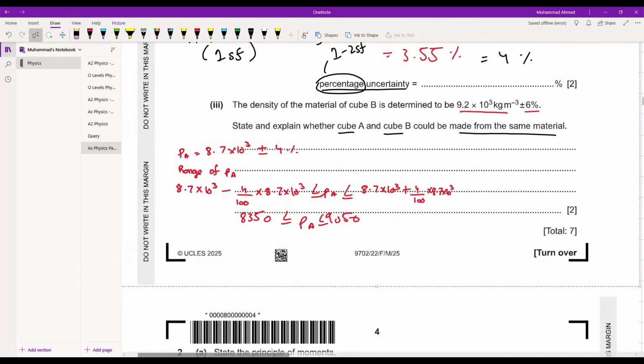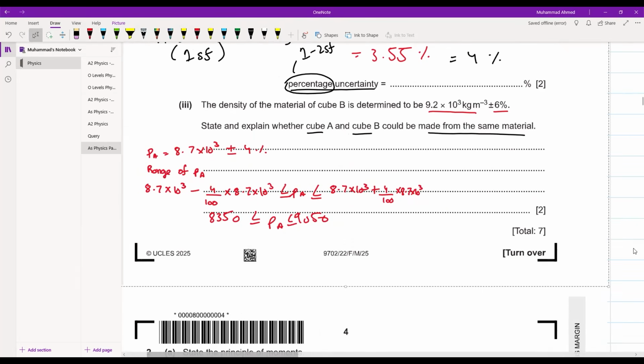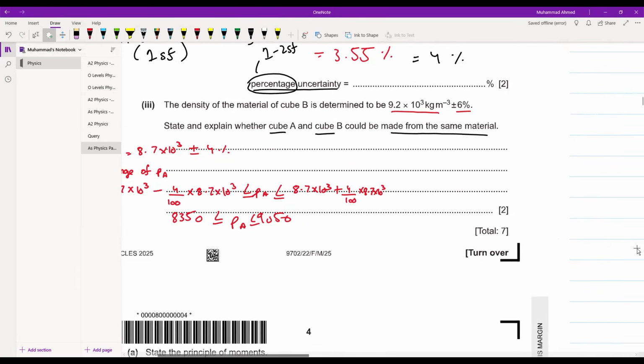How will we do that? Let's try to fit it in here. The density of B is 9.2 into 10 raised to the power of 3, and there is a 6% uncertainty. How will you calculate the lower bound? 9.2 into 10 raised to the power of 3 minus 6% of the original density, 9.2 into 10 raised to the power of 3. This is your lower bound of density of B.